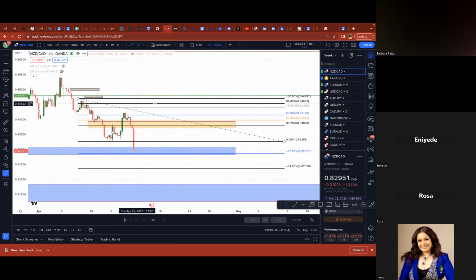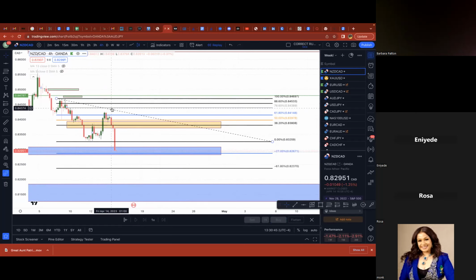No drawdown, didn't even hit the 78. Most of the time, for the times that I've done this, I haven't seen it even hit the 78. Maybe one time it wicked it and then dropped. But most of the time it's a very nice, clean entry. And come down and take what the market gives you.